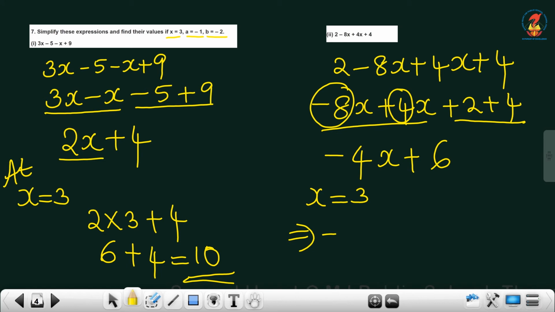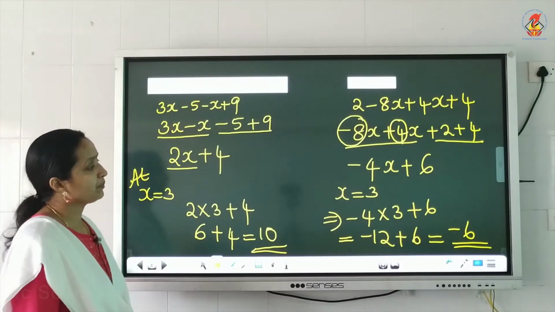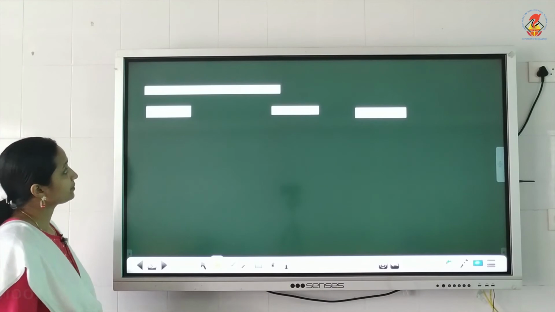That means -4 into 3 plus 6. -4 into 3. What is the answer? -12 plus 6. What is the answer? -6. I hope this is clear. Now move to the next question.